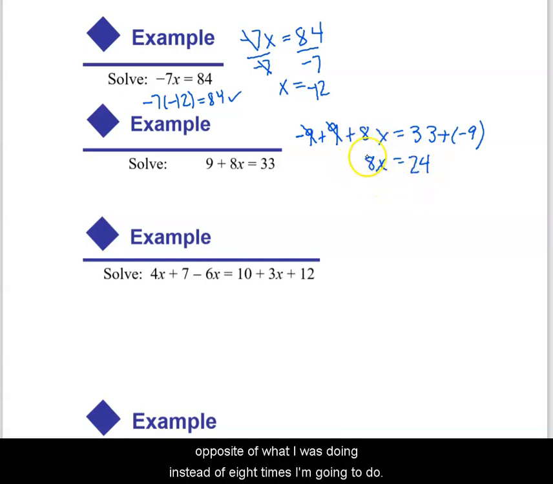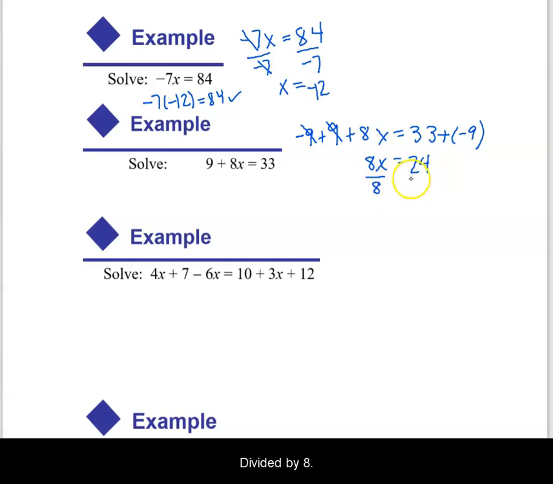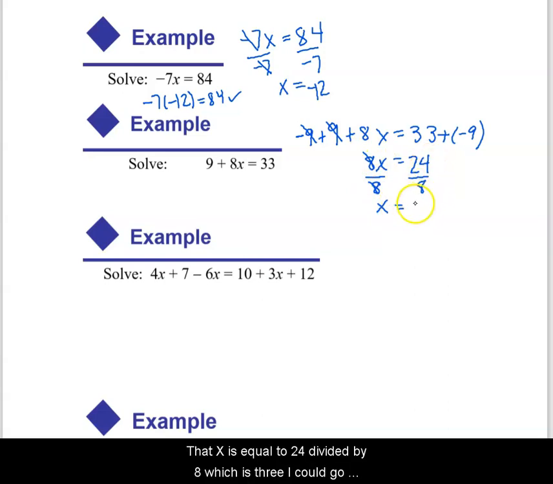Okay, now how do I get rid of 8 times x? I'm going to do the opposite of what I was doing. Instead of 8 times, I'm going to do divide by 8. These are going to turn into 1. So we've got x is equal to 24 divided by 8, which is 3.